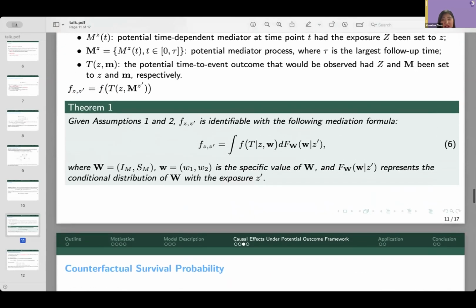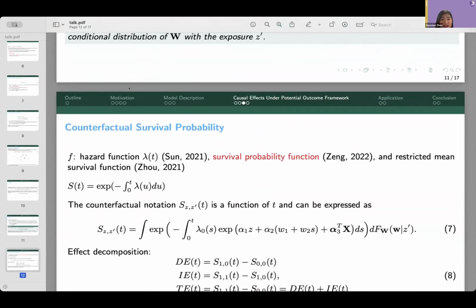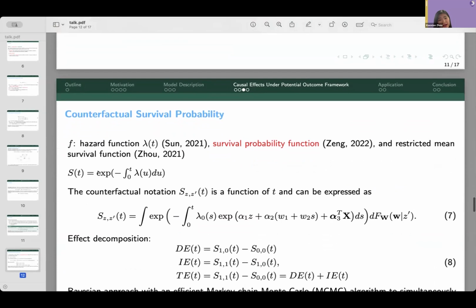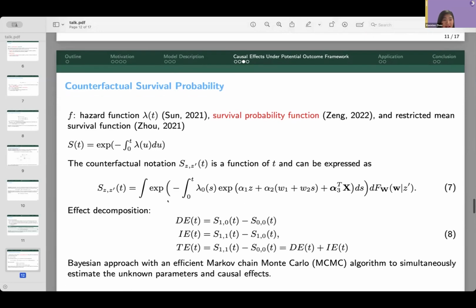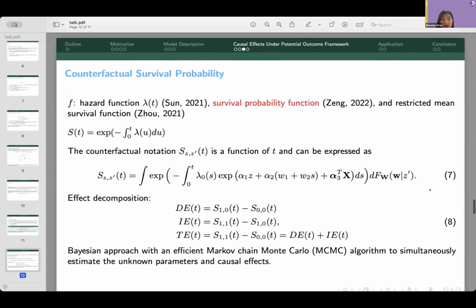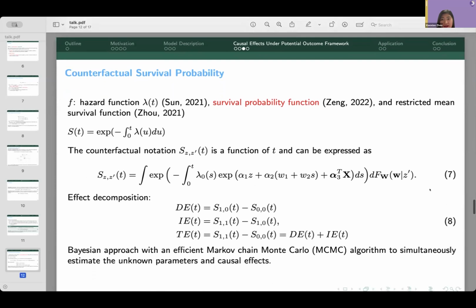For the function of the time-to-event variable, there are multiple choices, such as the hazard function, the survival probability, and the restricted mean survival time. Here we use the survival probability function as an example. Usually the survival probability is calculated in this way. So in our model, after plugging in our hazard function, we can get the counterfactual survival probability like this formula. And then we can define the direct effect, indirect effect, and total effect based on the counterfactual survival probability.